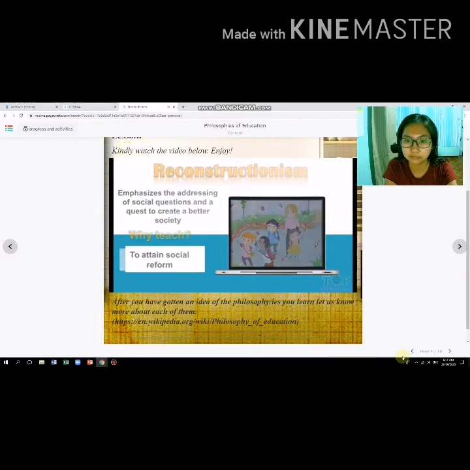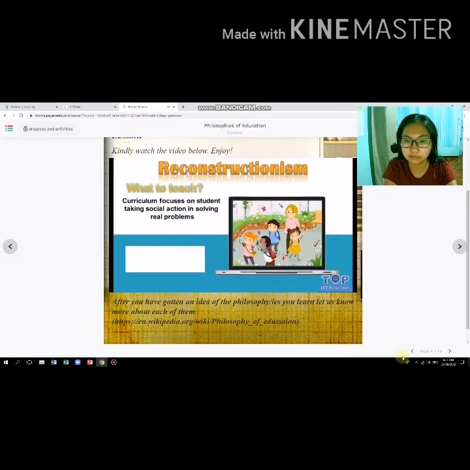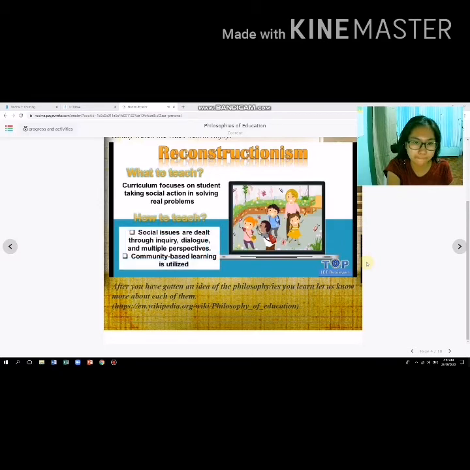For Reconstructionists, curriculum focuses on students taking social action in solving real problems such as environmental problems, hunger, international terrorism, inflation, and inequality. Reconstructionists deal with social issues through inquiry, dialogue, and multiple perspectives. Community-based learning and bringing the world into the classroom are also utilized.